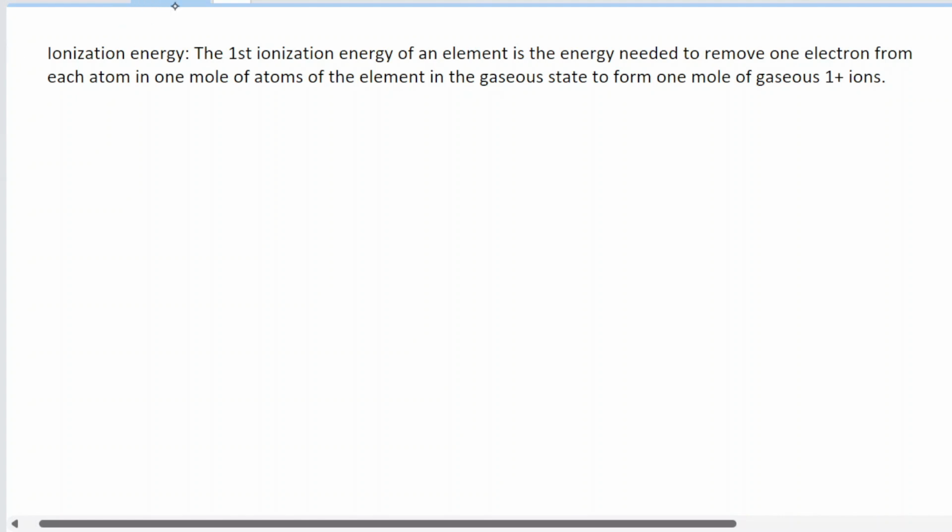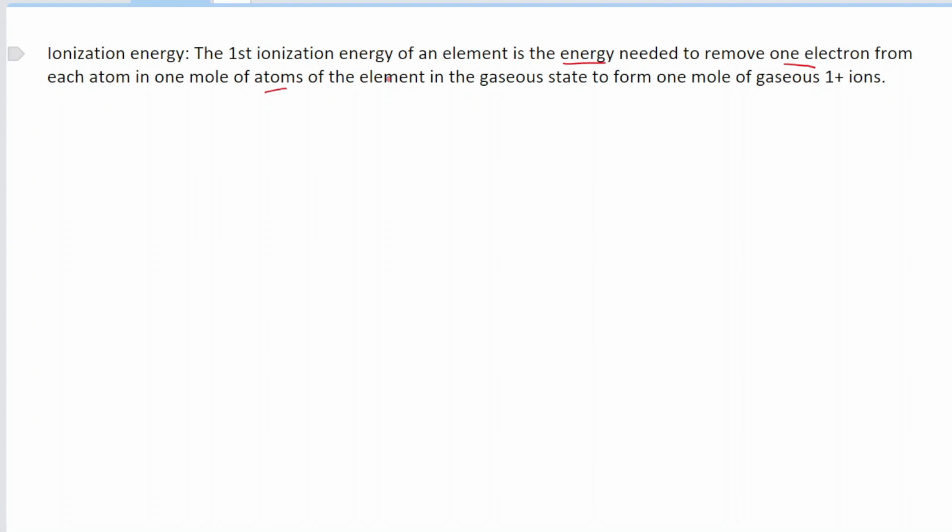Now, the final thing that you have to know before we actually start to draw the Born-Haber cycles is a couple of definitions. Just to recap, ionization energy is the energy needed to remove one electron from each atom in 1 mole of atoms to form 1 mole of gaseous 1 plus ions. This is basically the same thing we covered in AS level, and we will use ionization energy while drawing Born-Haber cycles. So it's quite important to recall this.